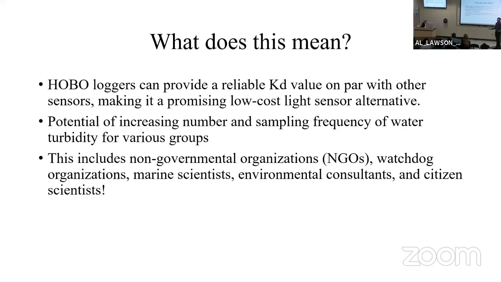So in the long term, what does this mean? Well, we can definitely say that Cobo loggers can provide a reliable KD value, which is on par with higher-end sensors, thus making it a promising low-cost sensor deployment model. This has the potential of increasing the sampling frequency and quantity of water turbidity measurements worldwide. This can include non-governmental organizations, watchdog organizations, marine science centers, environmental consultants, but most importantly, our main target of this research, which are citizen scientists.